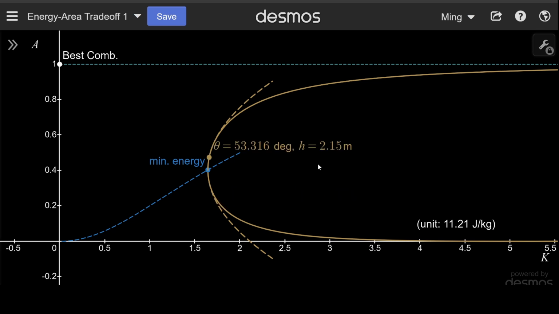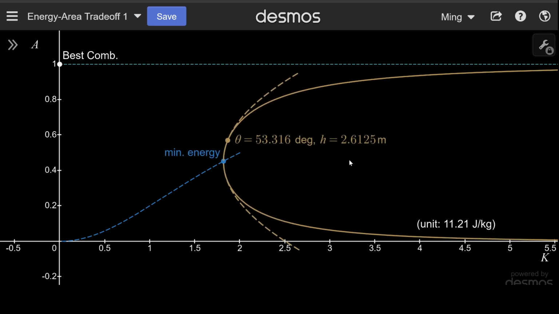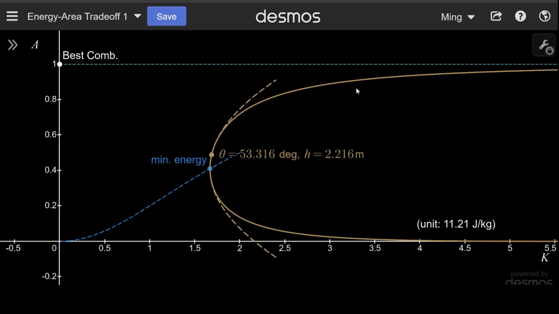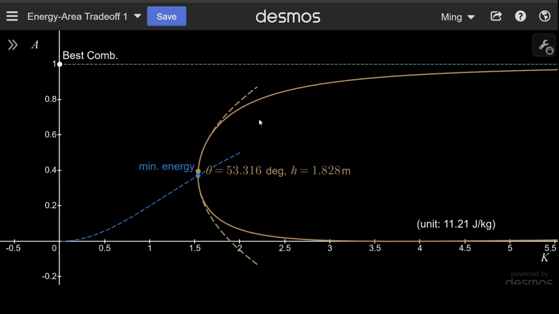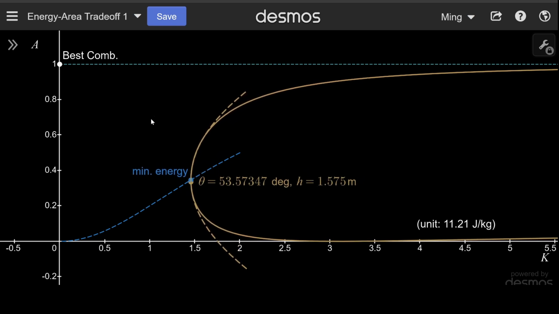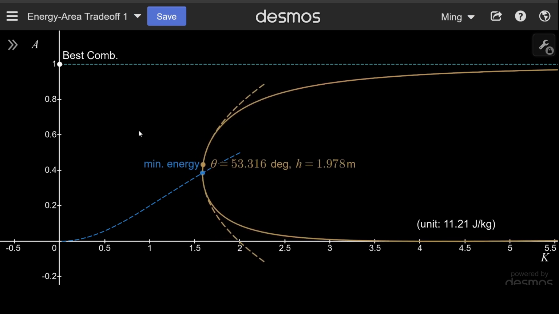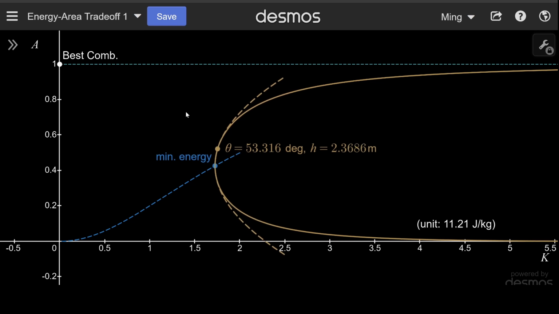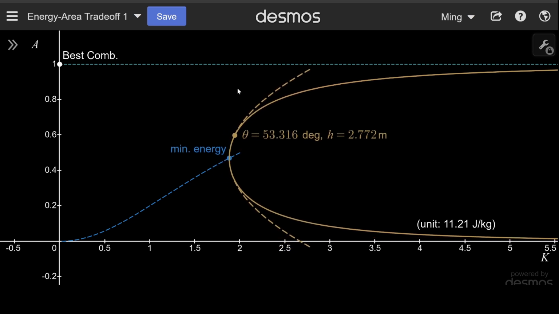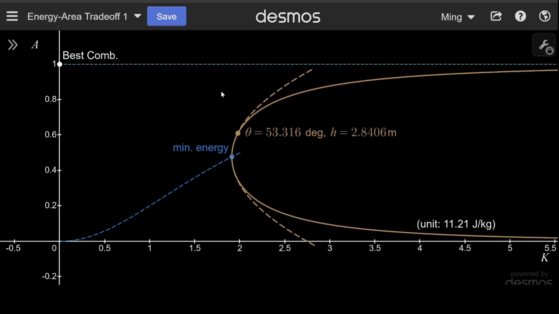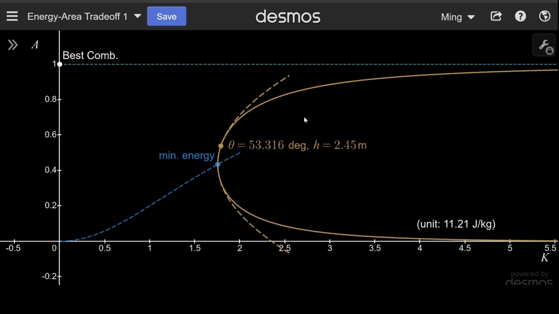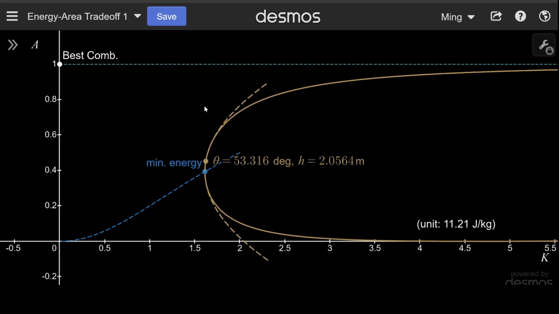So far we've shown the situation when the height is fixed. Now let's see what happens to the energy area trade-off curve when I let h, the height, vary. Now h is decreasing, and we can see the curve, this whole blob, is moving towards the left. Now the reverse happens. See that again? As h decreases, the curve moves towards the left.